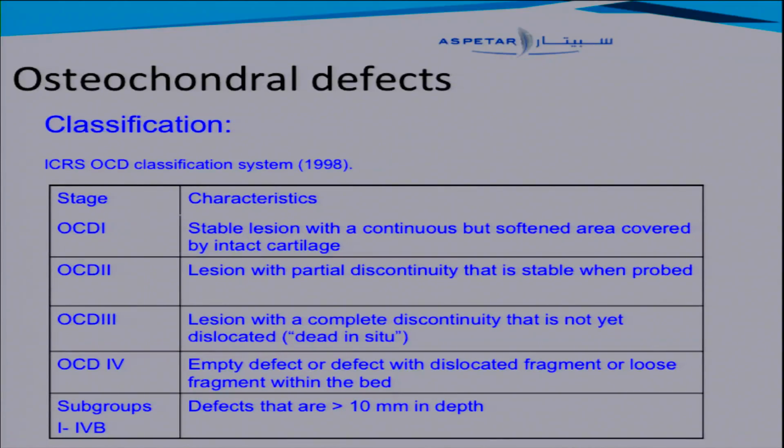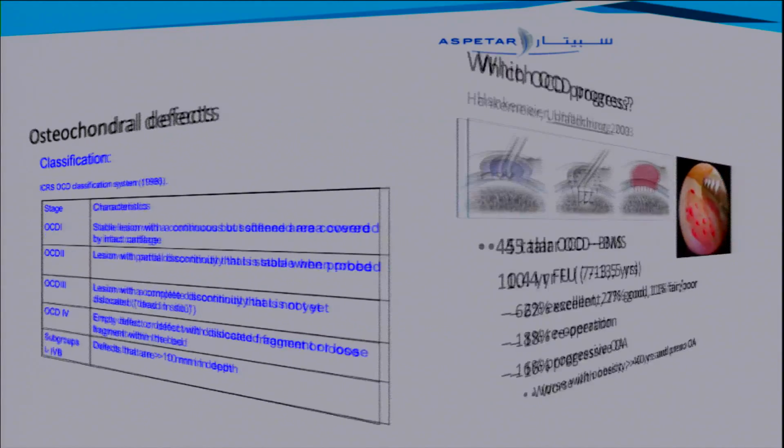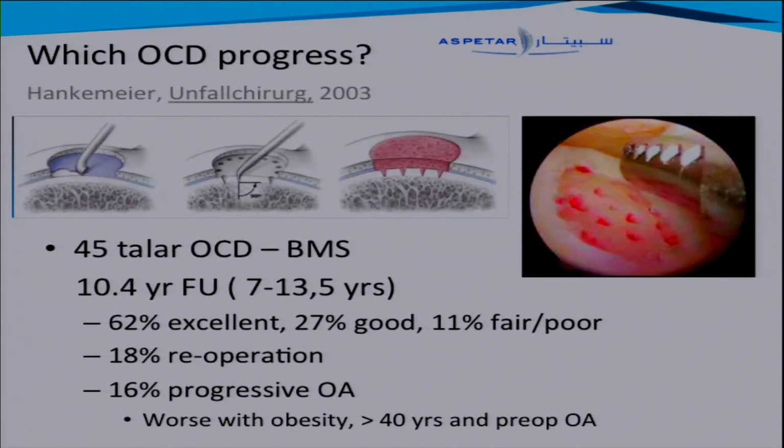Now, I won't run over all the classifications because we have the expert of experts on classification here in the room. Just to make a summary, nowadays the ICRS cartilage classification is the one we use here. Now, if we talk about osteochondral defects, which of them progress? Is it a start of an evolution towards degenerative changes?